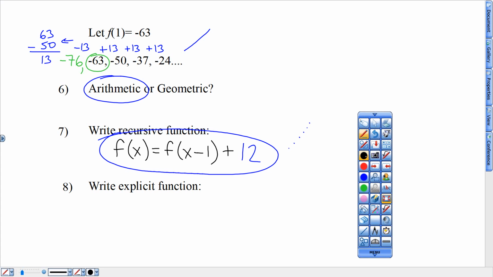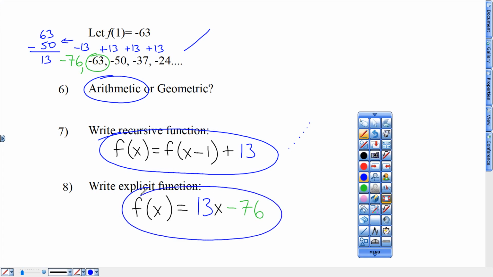If I was to write the equation for this one, whoops, this is 13 right here. Sorry about that. So I see that mistake. Always write the right number that we're using, 13. So for this one, it would be 13 times x and then subtracting that 76 number. That is explicit arithmetic. That would be a straight line going through those dots. All right, moving on.